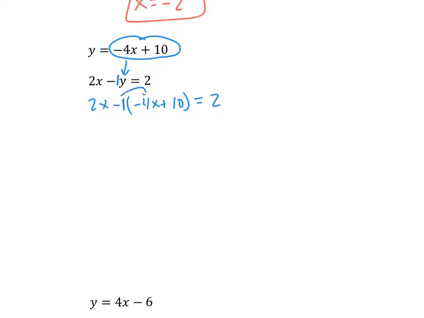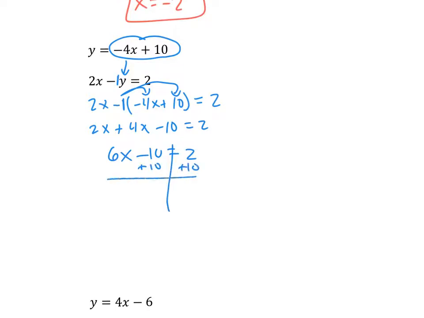So now we're going to solve this by distributing our negative 1, and we'll get 2x. Negative 1 times negative 4x is going to be a positive 4x, and negative 1 times a positive 10 is going to be a negative 10, is equal to 2. Okay, so then we get 2x plus 4x is 6x minus 10 equals 2. And then we can solve our equation for x. We'll do inverse operations, add 10 to both sides. Those will cancel. We get 6x is equal to 12. Divide by 6 on both sides. So we get x is equal to 2.